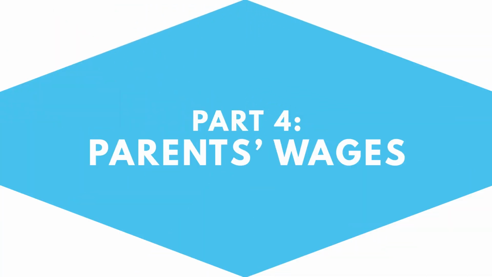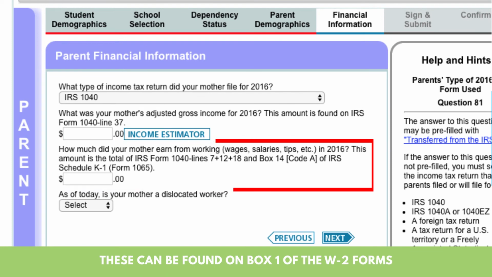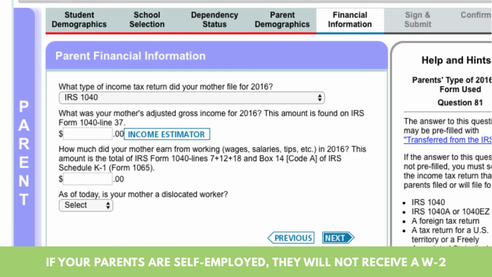Part 4. Parents' wages. These can be found on Box 1 of the W-2 forms received by your parents from their employers. If your parents are self-employed, they will not receive a W-2.